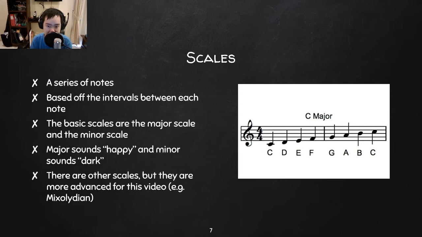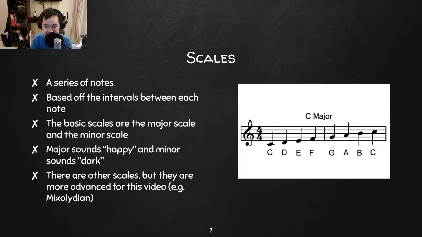Let's take the major scale first, and for our example, to make it easier, we'll do C major. So we have the C. From C to D, that's a whole step, right? From D to E is another whole step. E to F is a half step. F to G, whole step. G to A, whole step. A to B, whole step. B to C, half step.